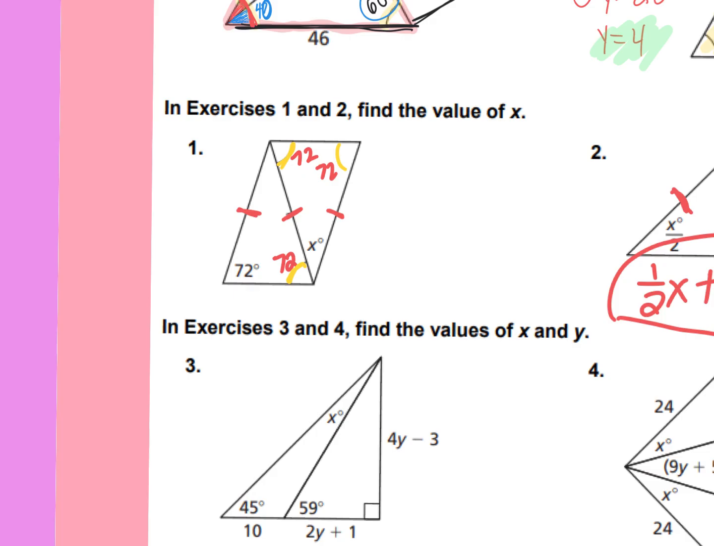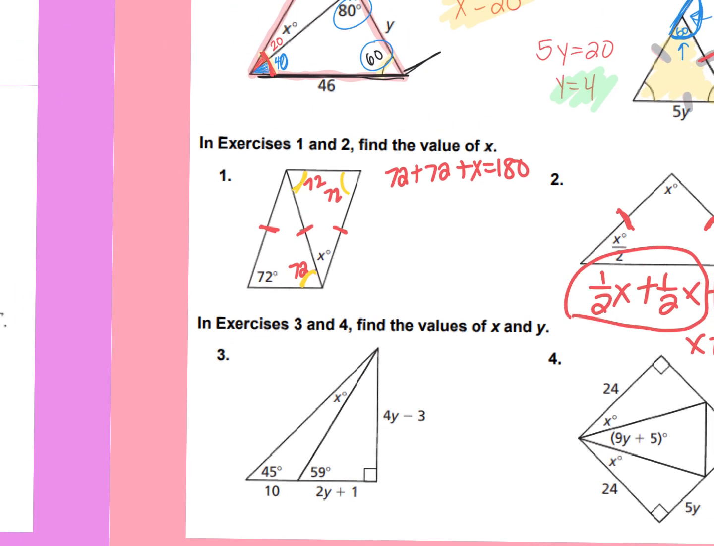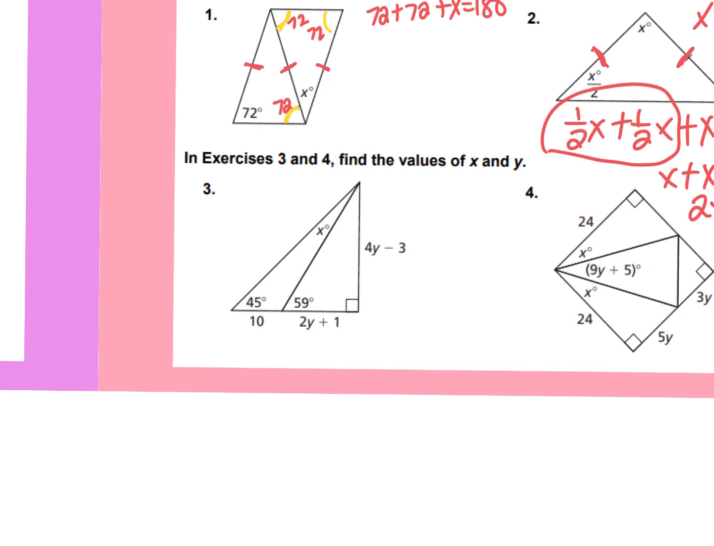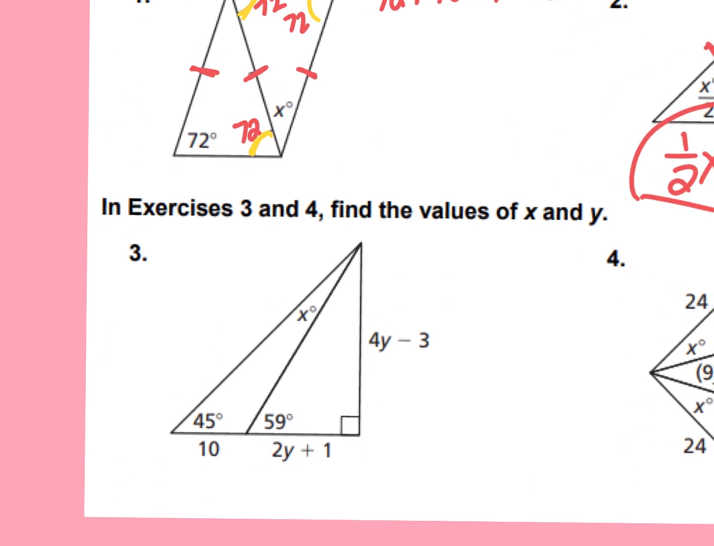So the two base angles are the same. So now we have enough information to solve for x. We say 72 plus x is 180, and we would solve for x. I'm not going to solve for x, I'll let you do it, but that's how you would set it up. Number 3 you were asking about, I have to look at it myself for a second.